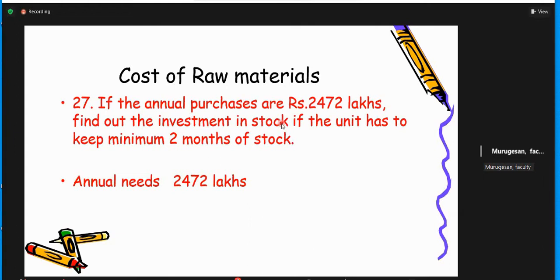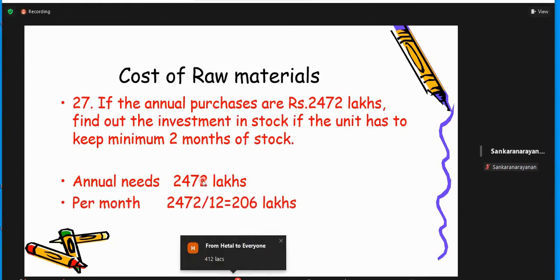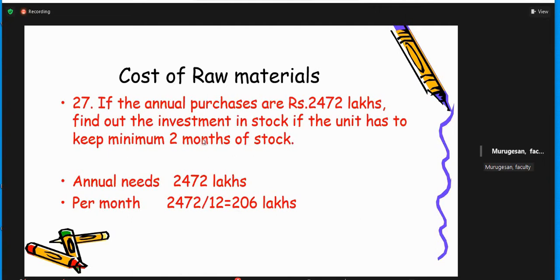Now, how to do this question? Annual purchases are 2,472. You divide by 12. Simple. Why are you dividing by 12? For the per month requirement. Then how many months of stock do they want? 2 months. So you multiply by 2. So 412 is the answer. Only 2 steps and you will get it.